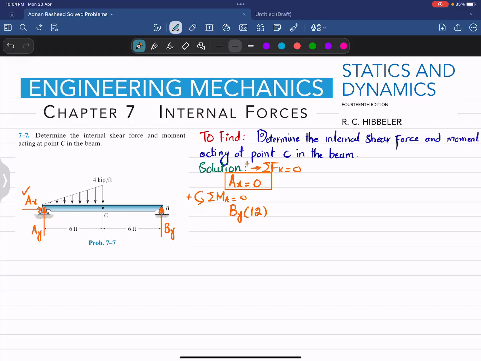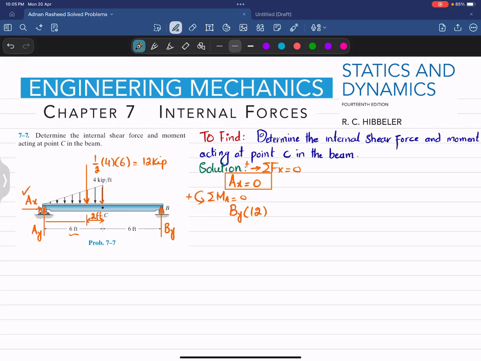Now you can see this is a triangular load. When a triangular load is converted into a point load, we use this formula: 1/2 its magnitude, which is 4, and the total length over which it acts, which is 6. That is 24 divided by 2, which will be 12 kip. And that will act at a distance of L by 3 from this higher magnitude side.